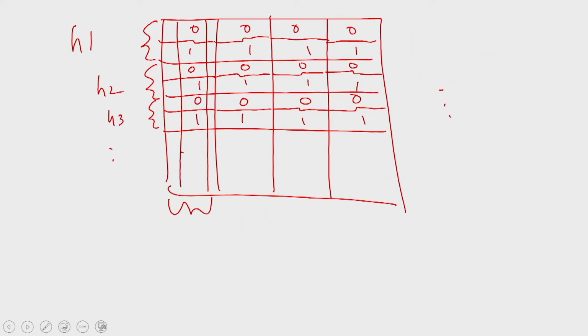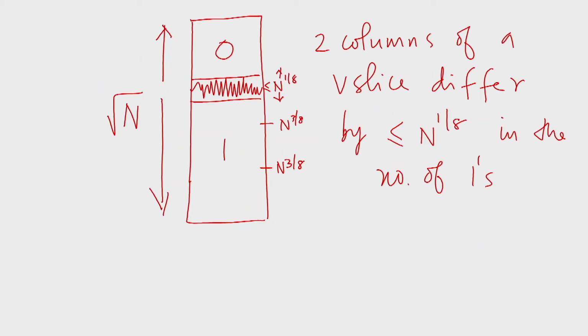At the end of the third phase, when you take 2 columns belonging to the same vertical slice, they have almost the same number of ones. The 2 columns will differ by at most 1 in each block of this vertical slice. Therefore, now we have a skyline which is very narrow compared to the width of the sky as well as the width of the buildings, that is, the number of ones and the number of zeros. The dirty band is of size at most n power 1 by 8.